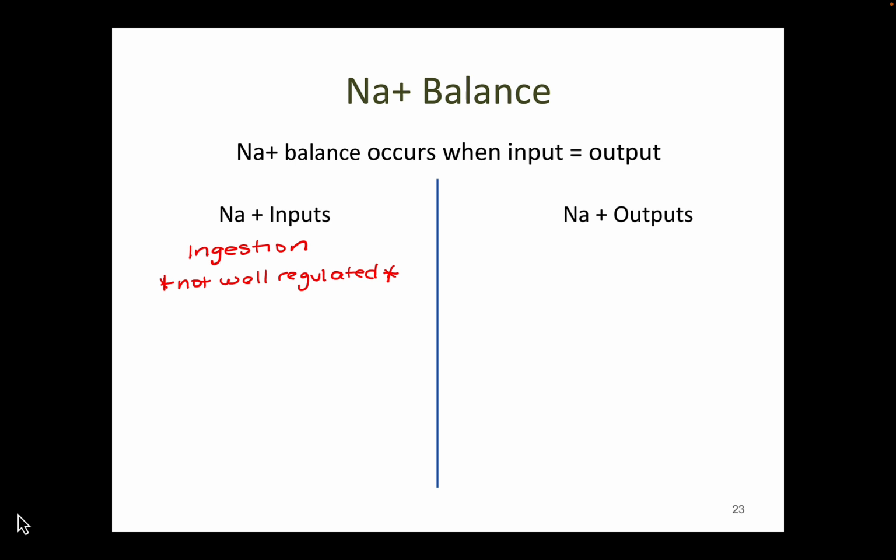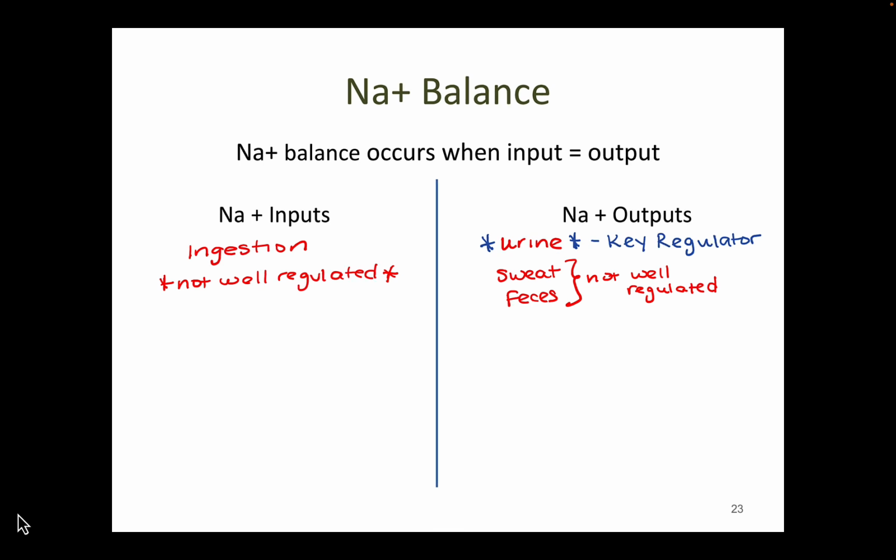In terms of outputs, the main one is going to be the sodium we lose in our urine. And we'll also lose some in secretions like sweat and our feces. Now, sweat and fecal losses are also not well regulated. We kind of lose whatever we need to lose, which leaves us with urine as the key regulator of sodium balance. Urine, or our kidneys, our renal system, is the key regulator.